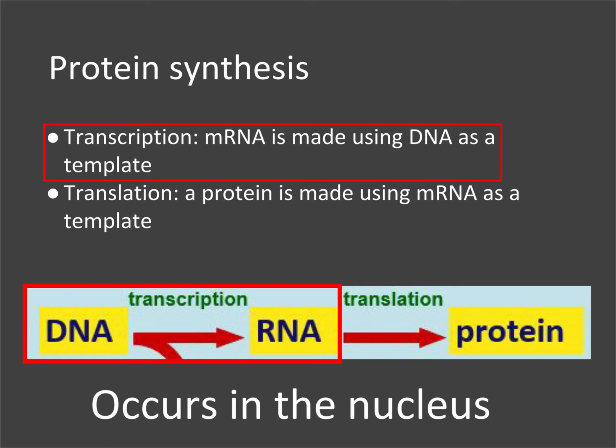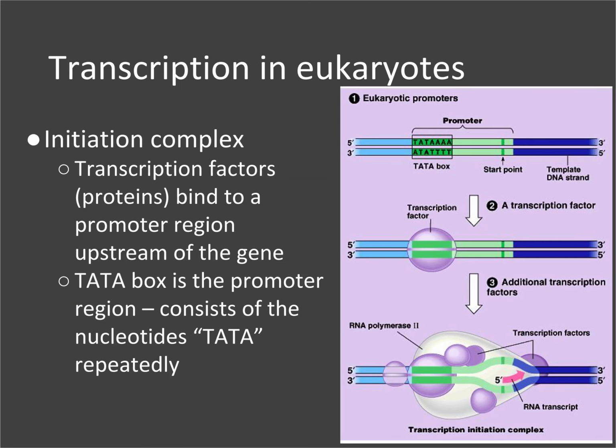So let's take a more in-depth look at what happens during transcription. So we know that RNA is made from DNA, and we know that it occurs in the nucleus because that is where our DNA is stuck. It is stuck in the nucleus of eukaryotic cells. So this image here is showing you how transcription happens in eukaryotes.